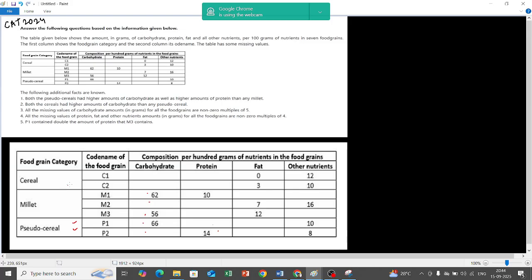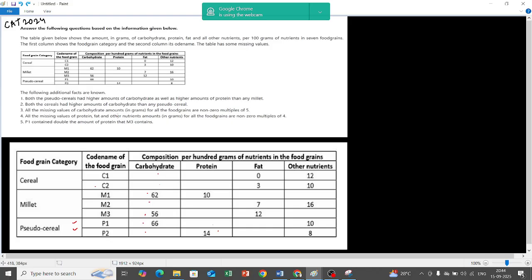Both cereals C1 and C2 have higher amounts of carbohydrate than any pseudo cereal. That means these two values are more than any of these two values. These are the relations that are given, but these are not very concrete. We have to search for concrete relations.